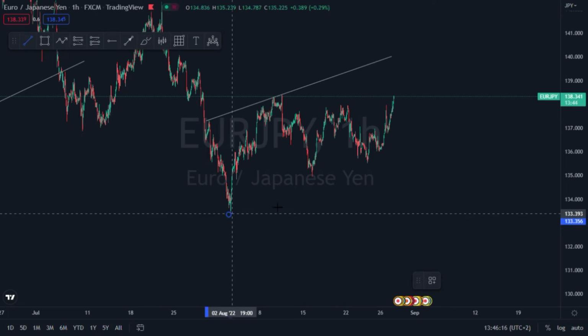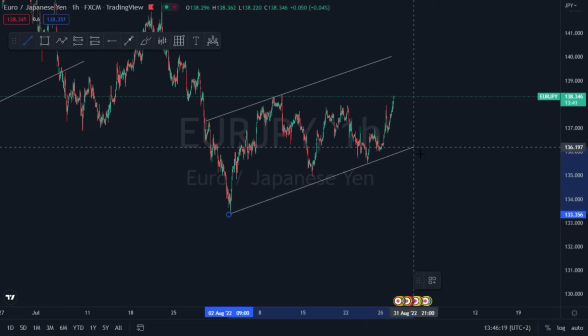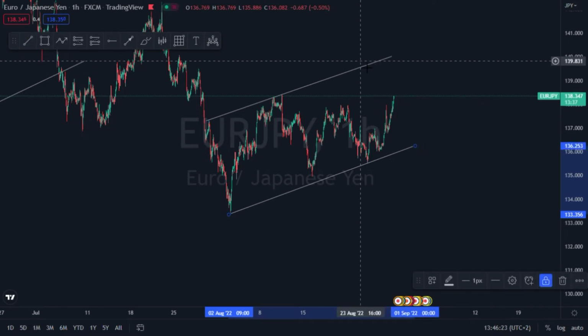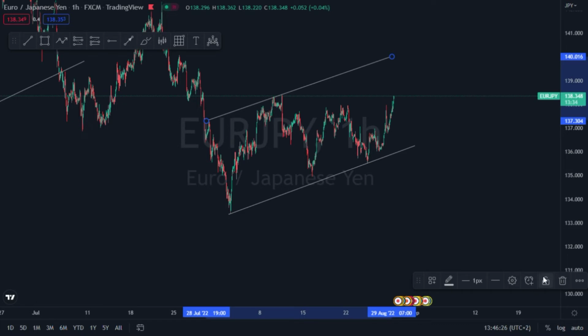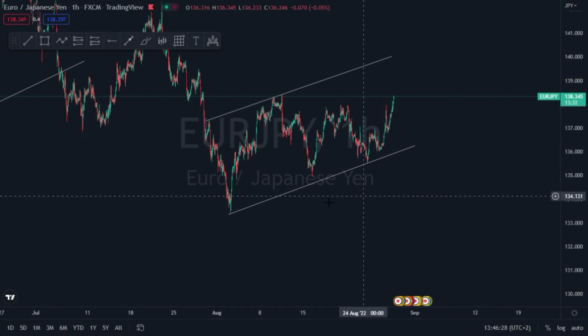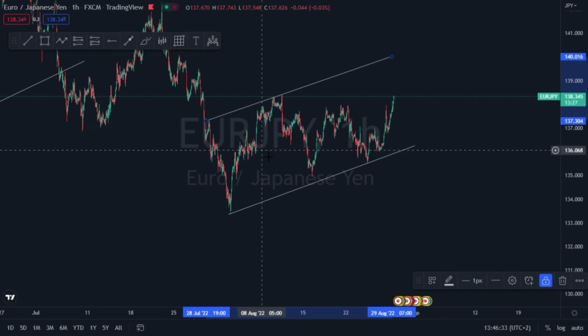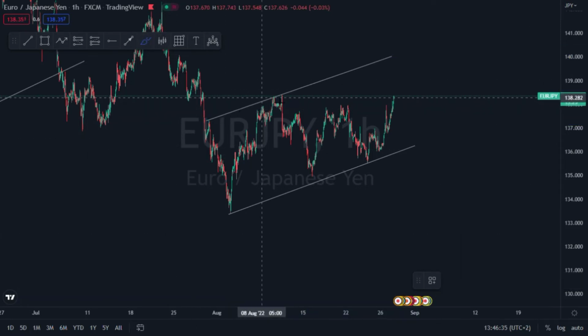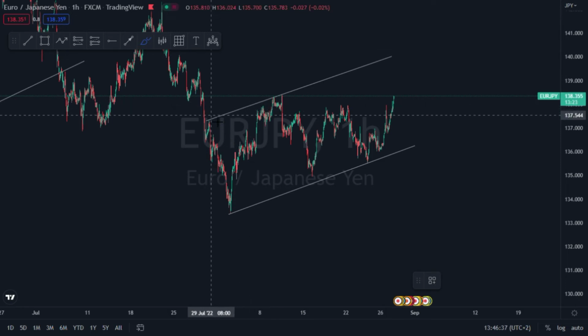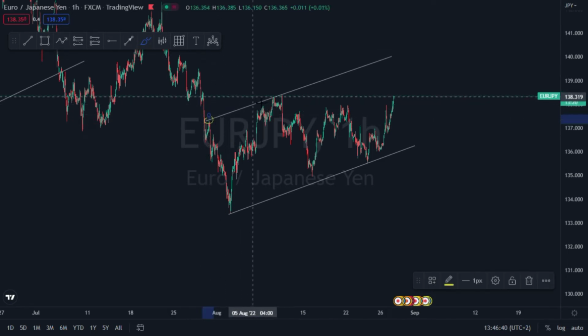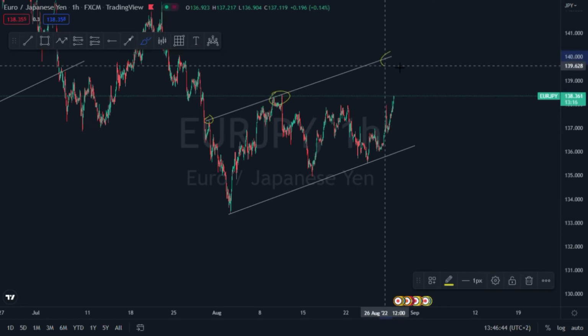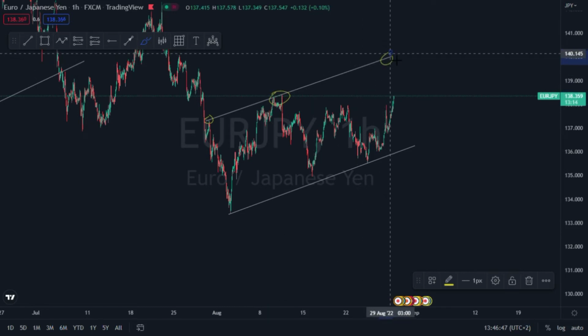I also have first touch there, second touch right there. So we have our ascending structure right here. So what I expect from this market is that the market will continue to move to the downside after that third touch, because we already have our first touch right there, and then our second touch right there. I anticipate the third touch right there.